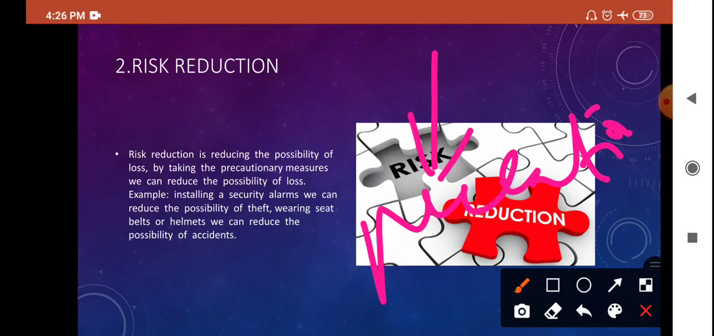Wearing a helmet is a very important precaution that must be followed by every rider. If we are wearing a helmet, our head will be protected if something happens, like an accident. So the helmet is one of the precautions we take while driving. And also seat belts: if we wear seat belts, it can also reduce some of the risk we face in an accident, right? So this is called risk reduction.